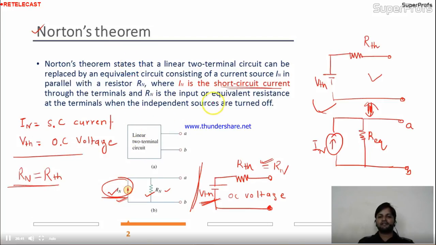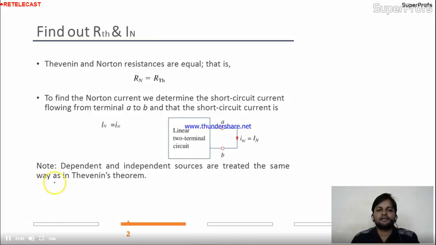And he's saying that Rn is the input or equivalent resistance at the terminal when the independent sources are turned off. It's the basic procedure to find the RTH across the terminal. We have to turn off all independent sources available in the circuit. Please remember, not dependent sources. Okay. Come to the next. Find out the Rn and Rth. Thevenin and Norton resistance are equal. So we know the procedure of RTH.